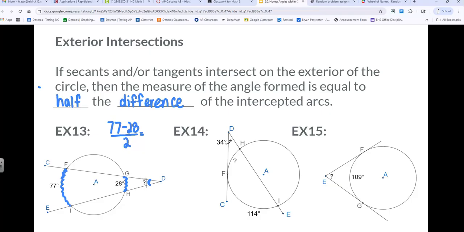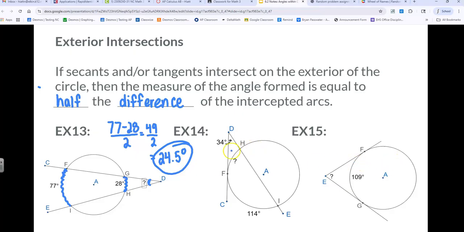So if I do 77 minus 28 and I divide that by 2, 49 divided by 2, that is going to give me 24.5 degrees. Notice that the answer that I get is smaller than either one of the arcs. That should happen right there. Okay, does that make sense? It's similar to what we were doing on the ones that crossed on the inside of the circle, but those were, we add together, divide by 2. Here we got to subtract, divide by 2.